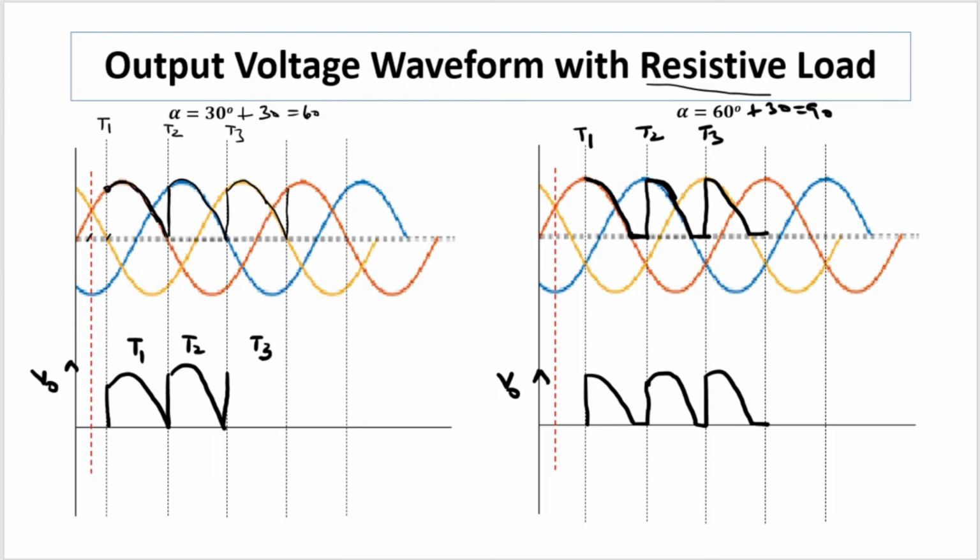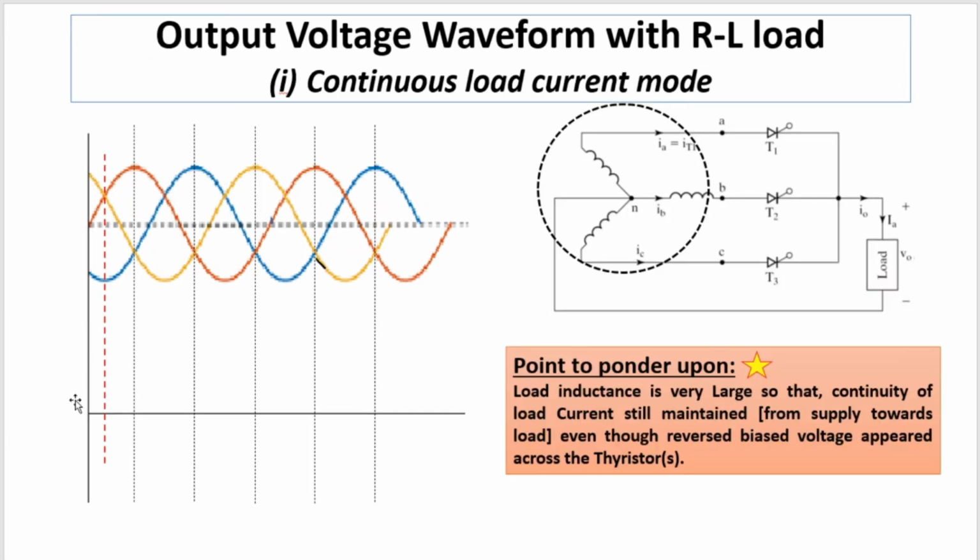Now we'll cover the most important part, that is the operation of this same converter with RL load. And before doing this operation, we'll simply read this point. The load inductance is very large. So first of all, over here the load connected is not a pure resistor, it is an RL load. It can be a motor RL load or maybe RLE load. So the inductance is sufficiently large so that the continuity of load current is maintained from the supply towards the load, even though reverse bias voltage appears across the thyristor.